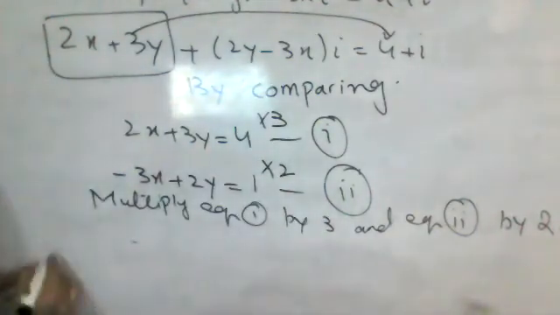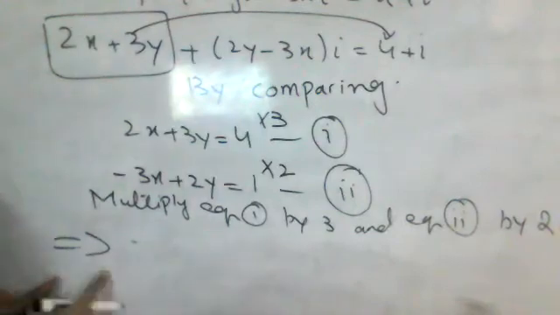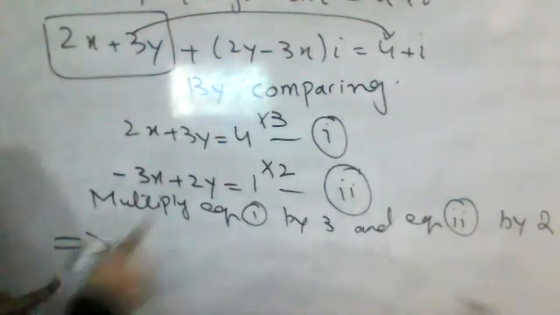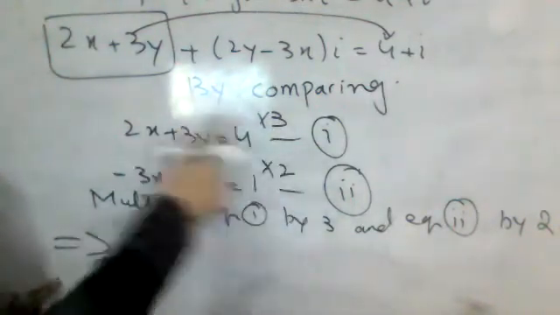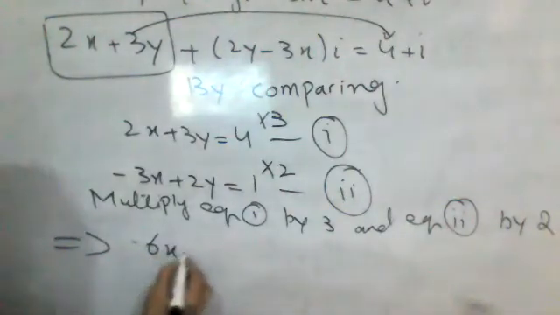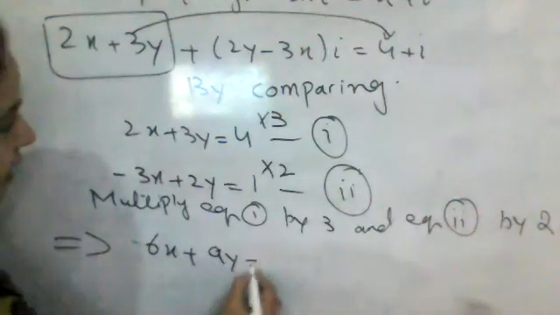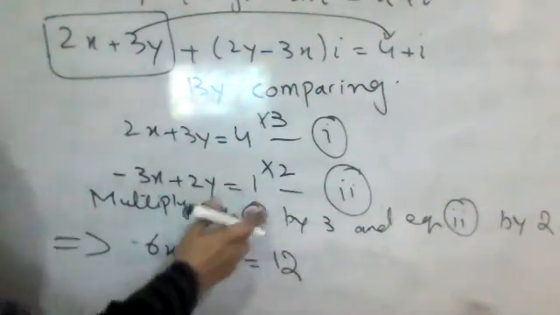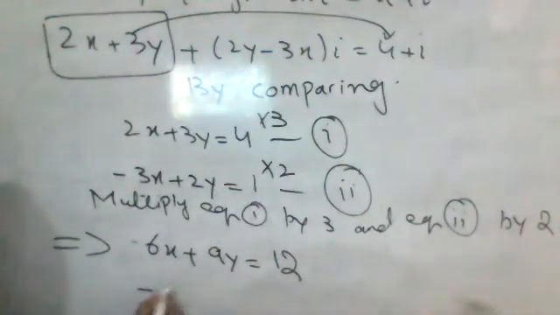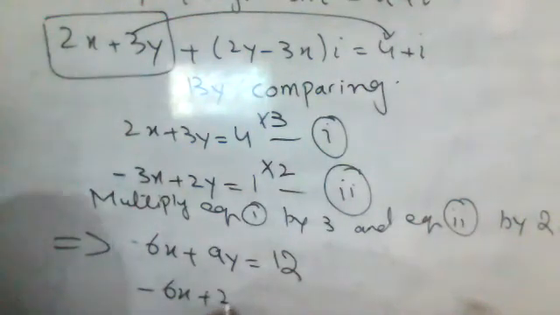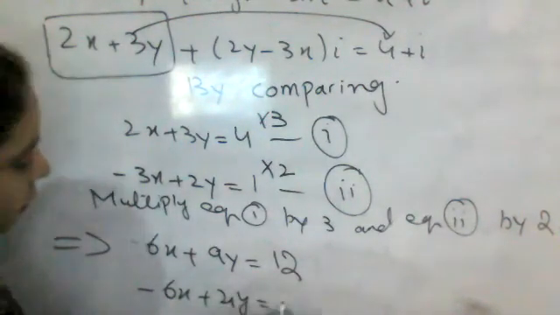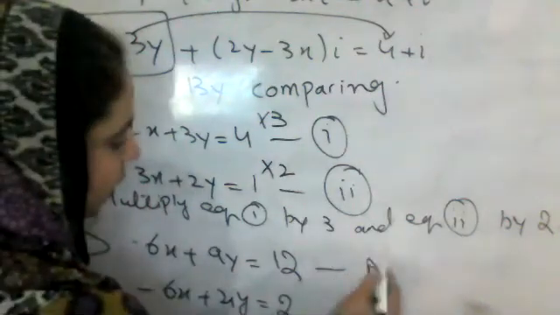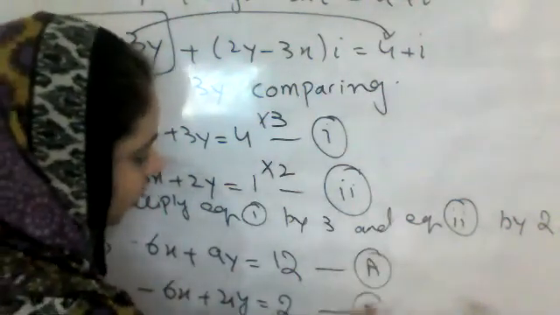When you multiply 3 with this, you will get 6x plus 9y is equals to 12. And when you multiply 2 with this equation, you will get minus 6x plus 4y is equals to 2. This is your equation A and this is your equation B.